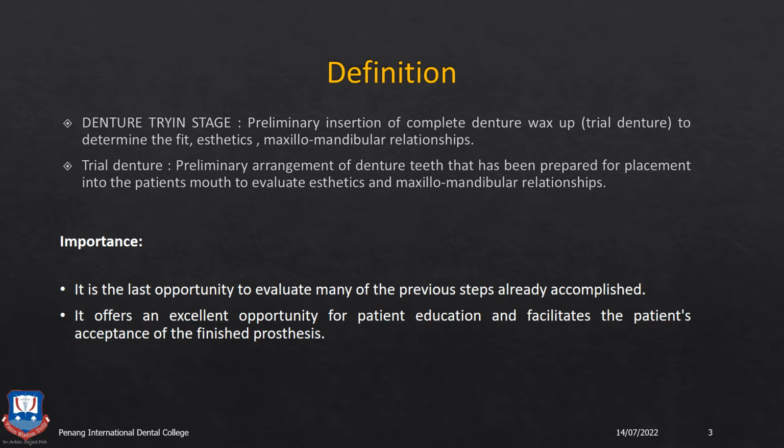Denture trying is the preliminary insertion of complete denture wax up to determine the fit, aesthetic, and maxillomandibular relationship. A trial denture is a preliminary alignment of denture teeth that has been prepared for placement into the patient's mouth to evaluate the aesthetic and the maxillomandibular relationship.